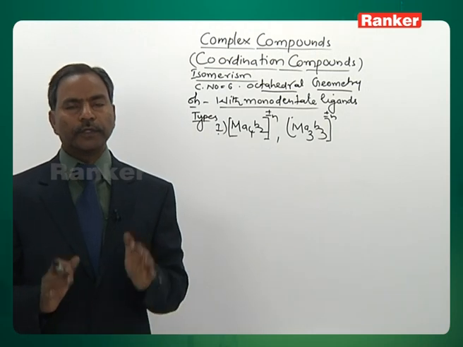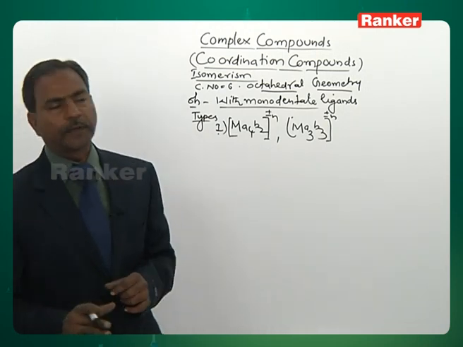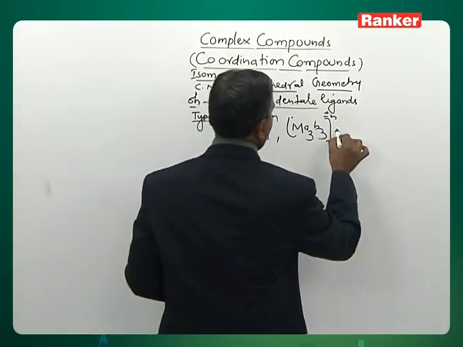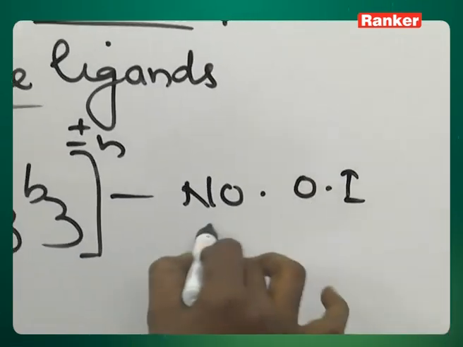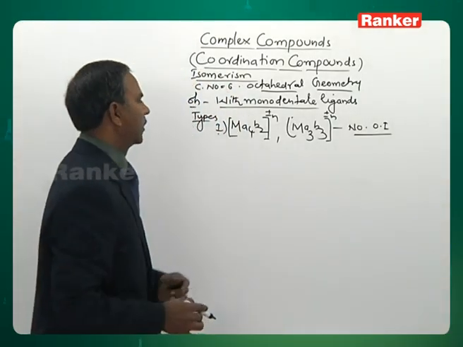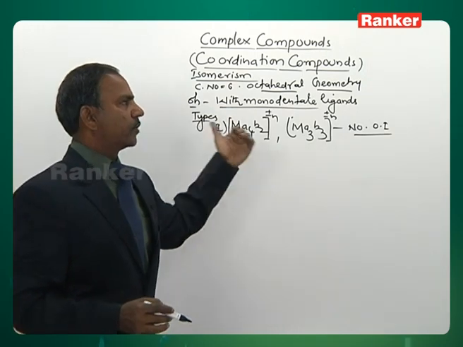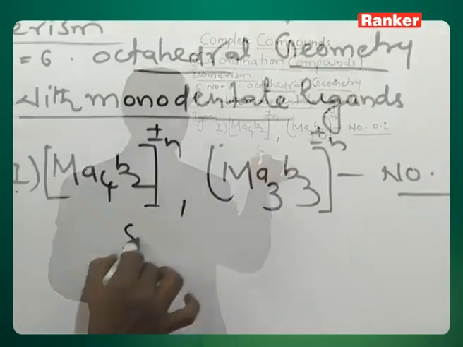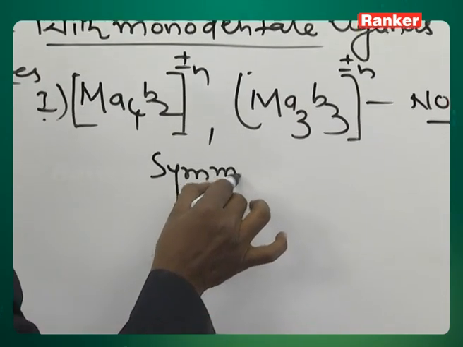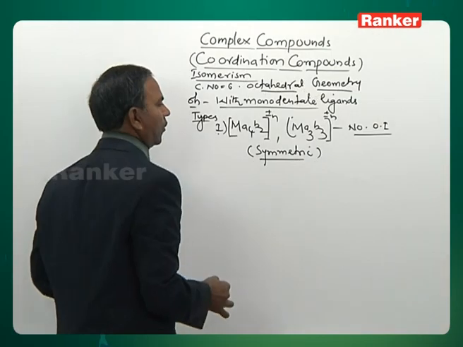Therefore, these two are not exhibiting optical isomerism. So, no optical isomerism due to symmetric geometries. Because cis and trans both are found to be symmetric geometries, therefore no optical isomerism.